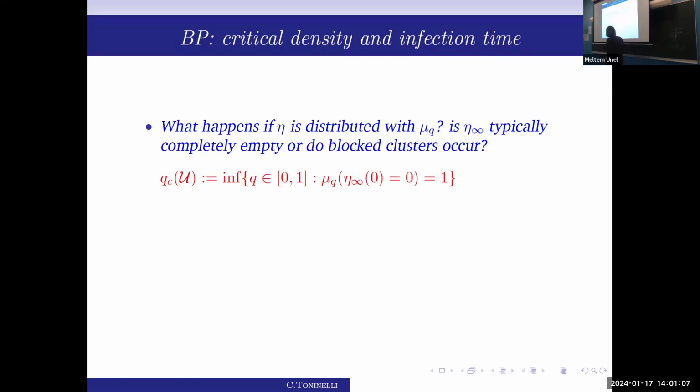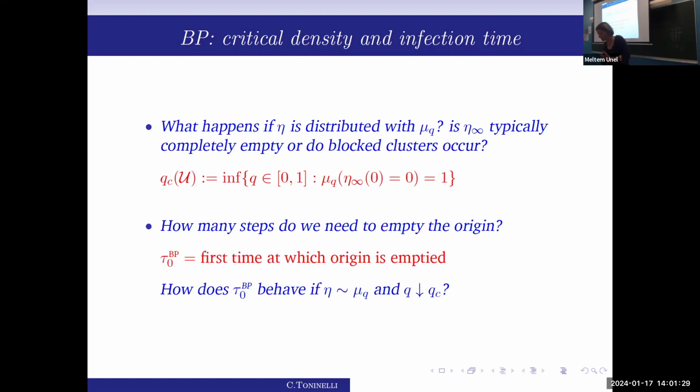And the question is: is this critical density 0, which means that no matter what the value of the initial density of empty sites, we always end up having everything empty? Or is it 1, so that no matter what the initial density, there are blocked clusters? Or is it in between, so we have a percolation transition? As I said, the answer depends on the constraints. Okay, but it's in the next slide.